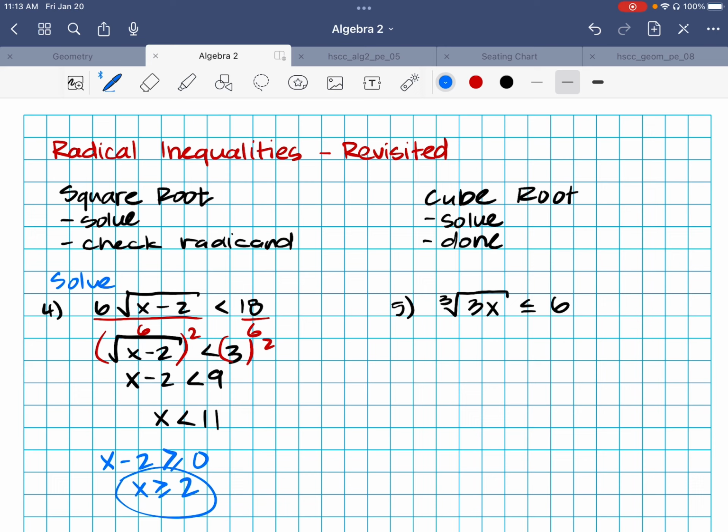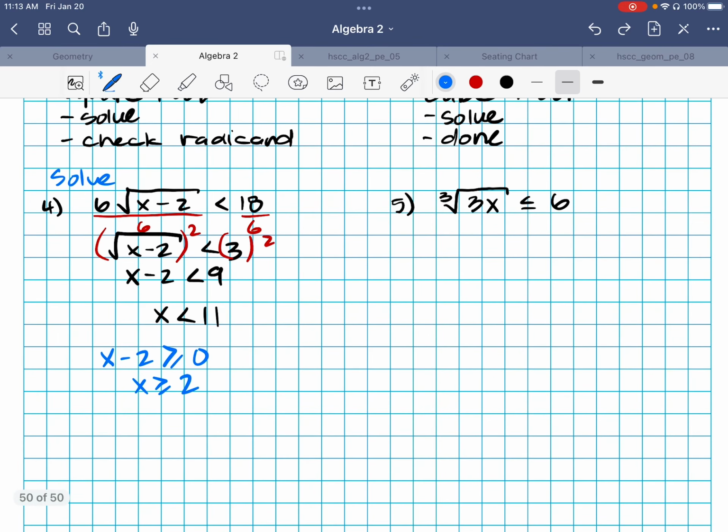What this means is all of our solutions have to be less than 11, but they also have to be greater than or equal to 2. So we're going to write down our solution for this as all the values that are going to be between 2 and 11. Now you'll notice that since the 11 doesn't have the equal part, just the less than part, I've put a parentheses. And since the restriction says that it can equal 2, I've put the bracket. So remember, bracket means you can equal it, parentheses means you can't.